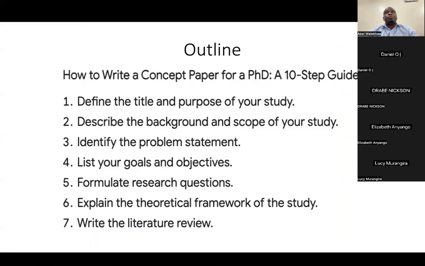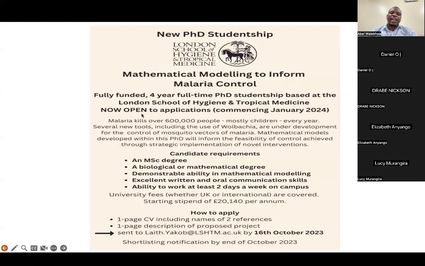You need to get somebody to give you feedback on how that concept is reading. So in other words, you need to prepare before you contact the supervisor. That's the point I'm trying to make. But we don't need to delay, because it seems he only has 1 opening in this particular call. He seems to be having only 1 opening, because he says fully funded 4-year PhD studentship, meaning it's only 1.